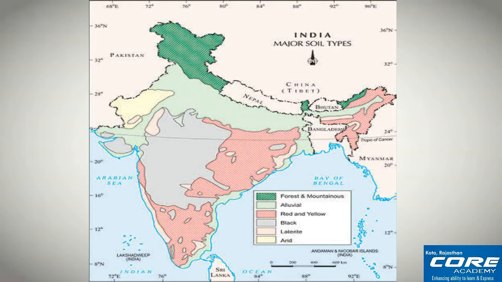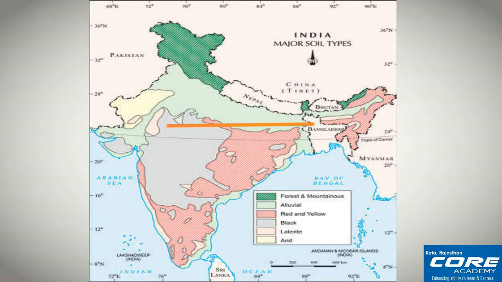So here in this map you can easily see where forest and mountainous soil is found. You can see in the Jammu Kashmir region as well as in the Arunachal Pradesh region you are getting the forest and mountainous soil. Apart from that, if you see the next one, that is alluvial soil. So in alluvial soil you can see the northern plain we are getting basically in Uttar Pradesh, Bihar, parts of Haryana and Punjab.